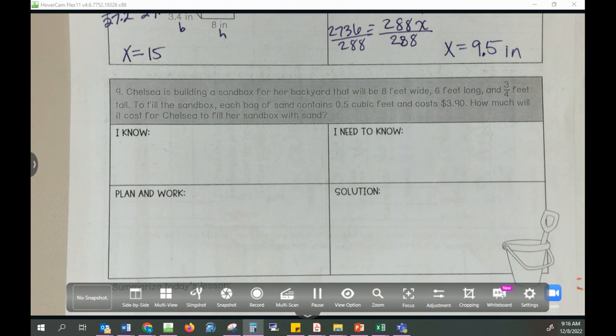So it says Chelsea is building a sandbox for her backyard that will be 8 feet wide, 6 feet long, and 3/4 feet tall. To fill the sandbox, each bag of sand contains 5/10 cubic feet and costs $3.90. How much will it cost Chelsea to fill the sandbox with sand? Go for it, sir. Okay, so we know the dimensions.